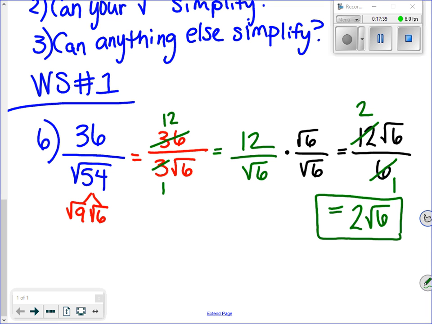Ask yourself your 3 questions. Do you have a square root in the denominator? Nope. Can our square root that's left simplify? Nope. And is there anything else that can simplify? No. So those are the things you want to ask yourself. If you don't ask yourself those questions, you're going to miss something on the test, I'm telling you. So be really careful. Okay, put the worksheet away, go back to your notes.